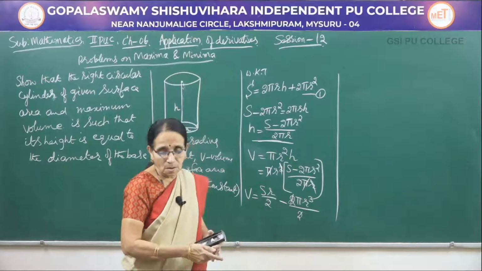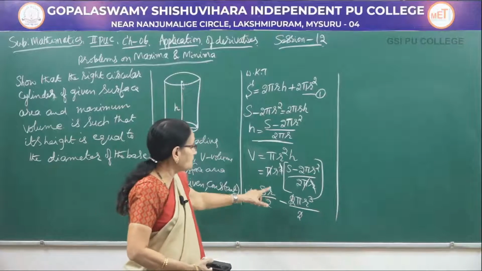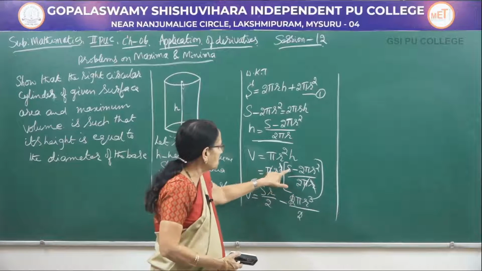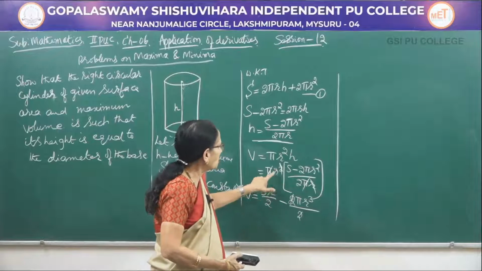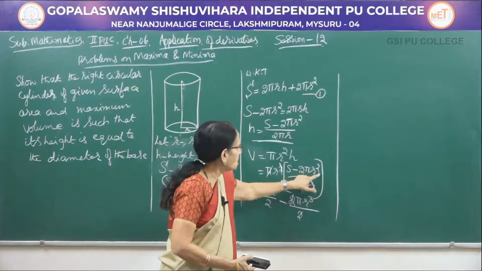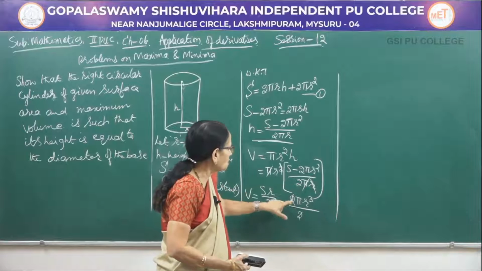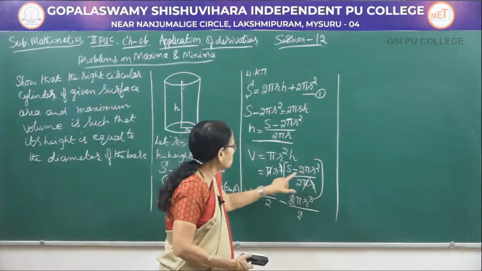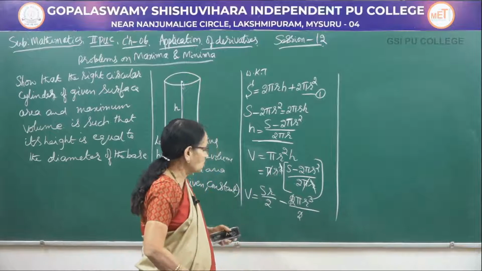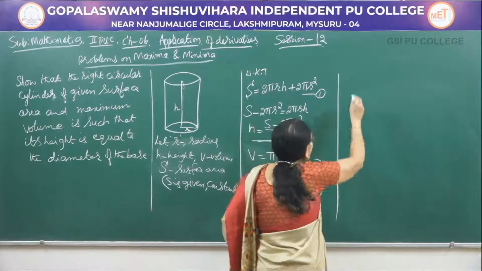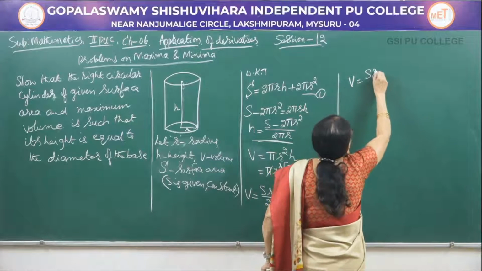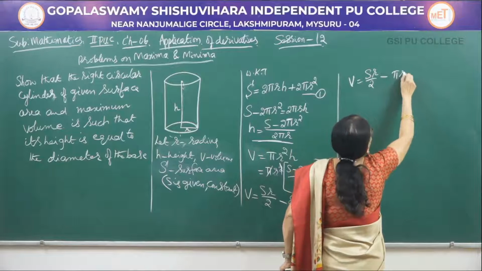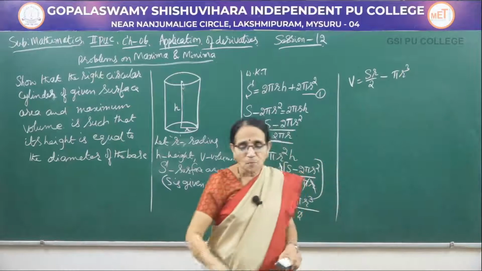So, another pi is remaining, one pi has been cancelled, one r we have cancelled, r is remaining: r into S by 2. Now, r into minus 2 pi r square divided by 2. So, that 2 is cancelled. We have pi into r square into r, that would be r cube. Therefore, we can write V is equal to S into r by 2 minus pi r cube.